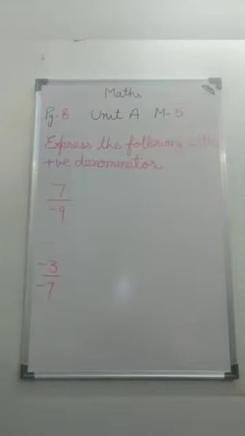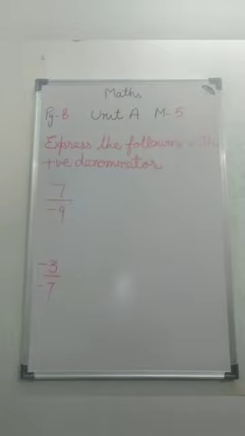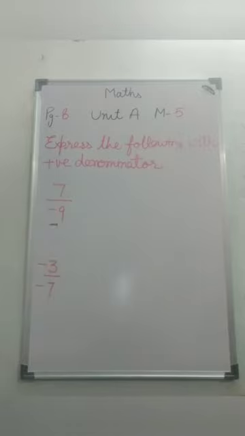The next question is, express the following with a positive denominator. So it means we have to convert its denominator to a positive number. So how do we convert? Just have a look here. The question is 7 upon -9. It means this time the denominator is negative. So how do we convert its denominator to a positive denominator?